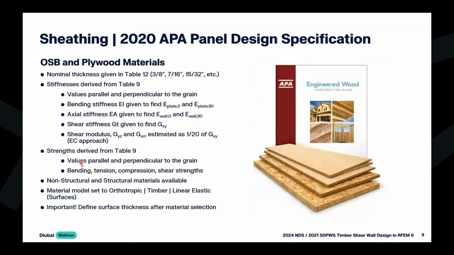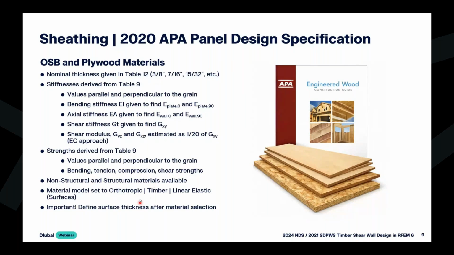So this is great for the analysis, but for the design, once we do get into the timber design add-on, we needed the strengths. These were also given in Table 9, of course, parallel and perpendicular to the grain. We could back calculate to determine bending, tension, compression, and shear strengths. Now, both non-structural and structural materials are available in that RFEM library.